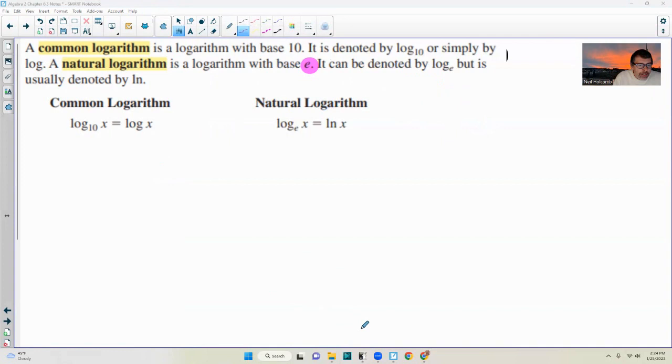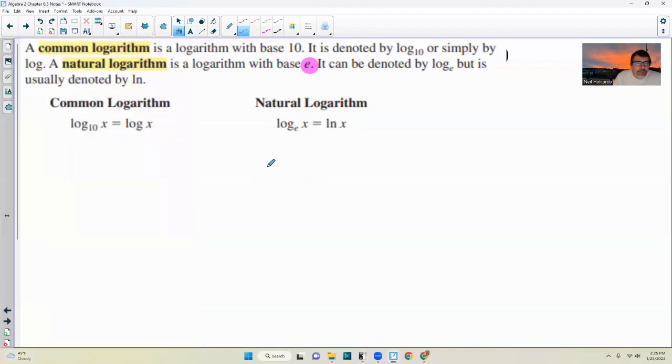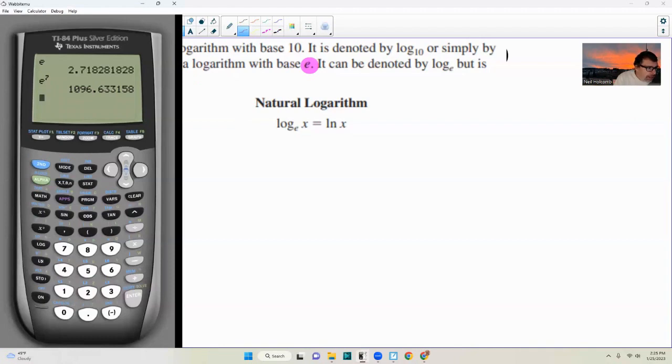So going back to the calculator, if you look over here, you see e to the x. If I hit second, you can take e to a power just like that and find out what that number is, which is 2.718 to the power of 7. So there's e to a power, and e is over here on the TI calculator. It can be denoted by log base e, but is usually denoted by ln. That means natural log, and the ln button on the calculator is here, and the log button is here.